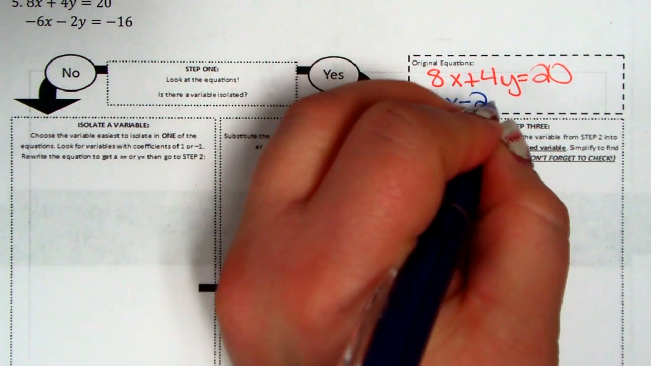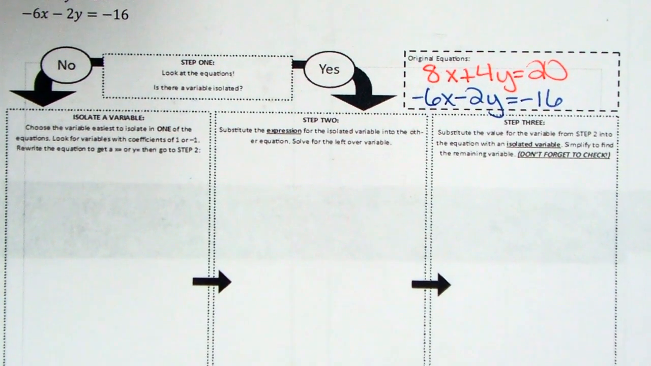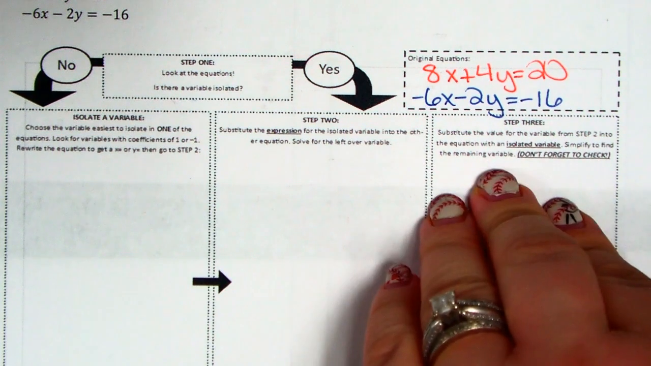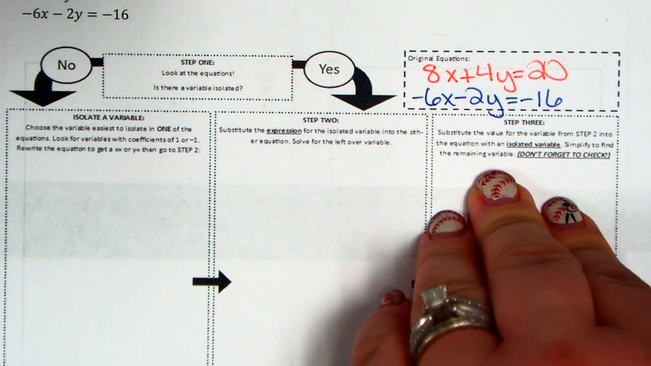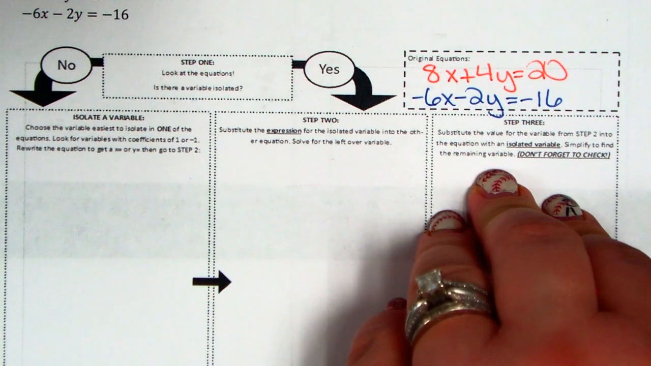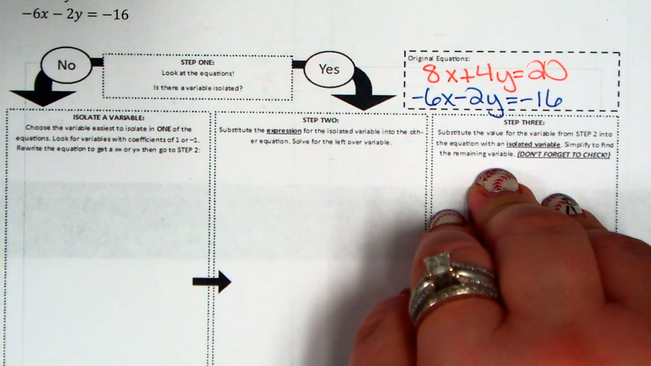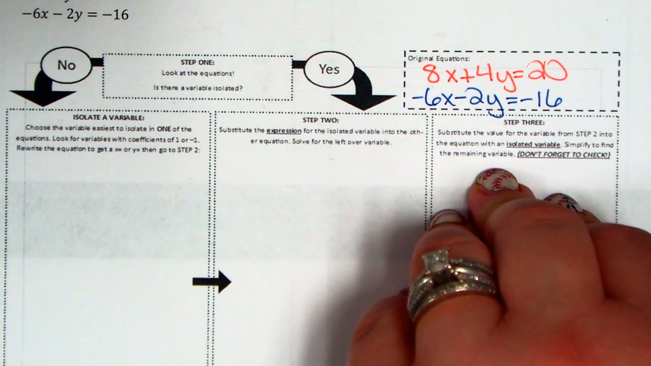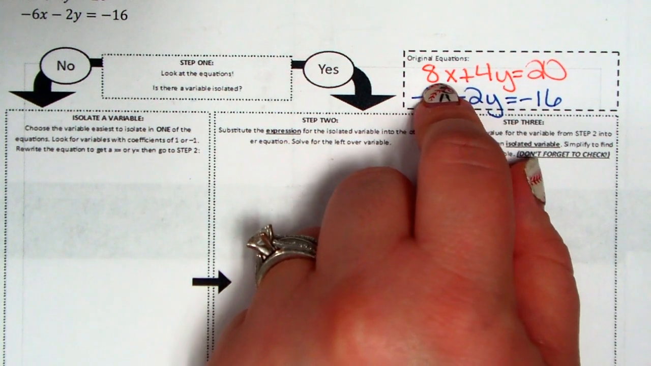Negative 6x minus 2y equals negative 16. I don't already have a variable that's by itself, and really I don't have one that sticks out to me as being super easy to get by itself. They all have coefficients other than 1. So you want to try to avoid getting a variable by itself that's going to create fractions for you to deal with.